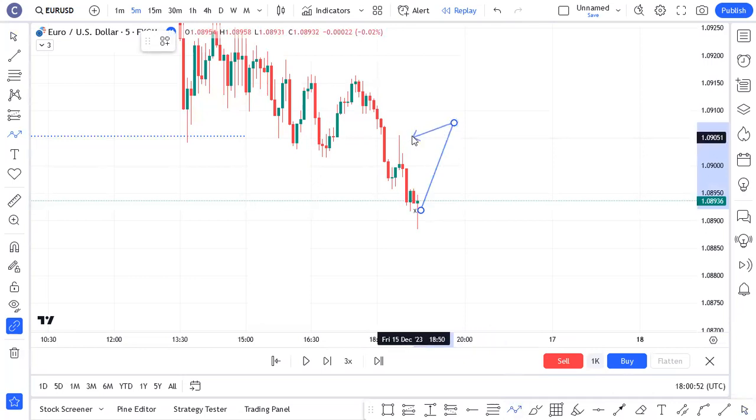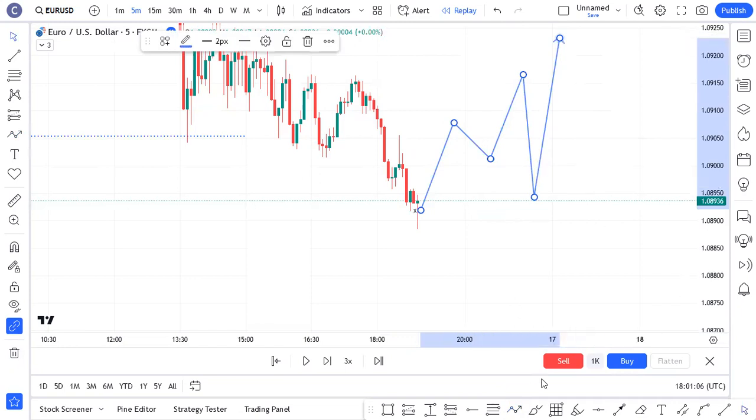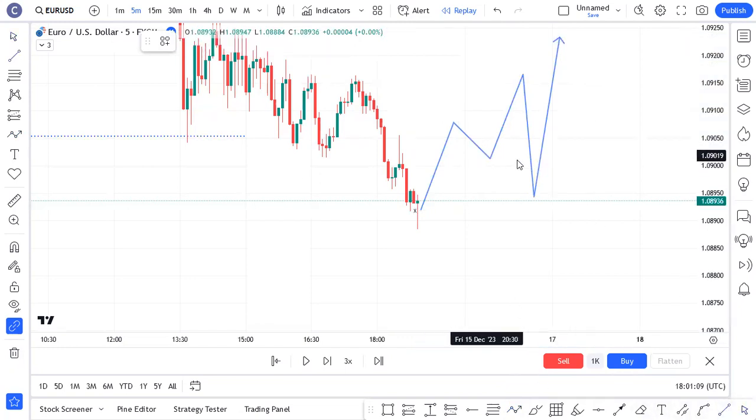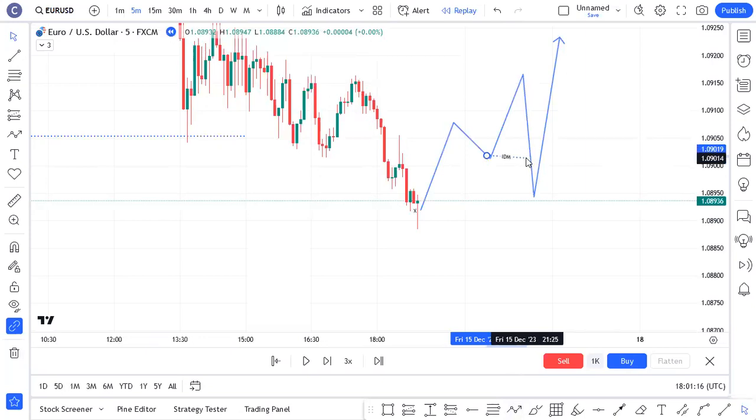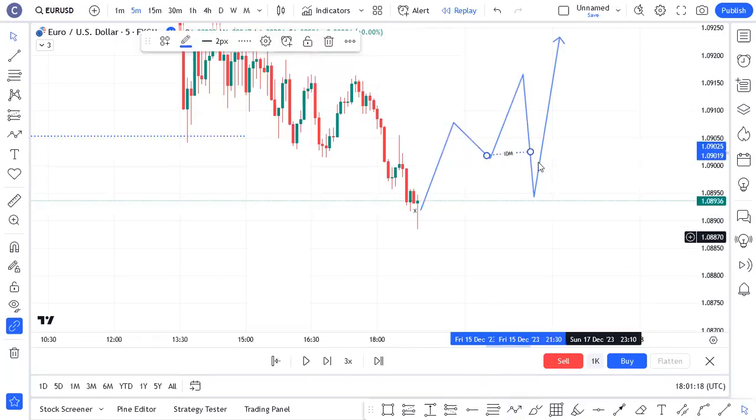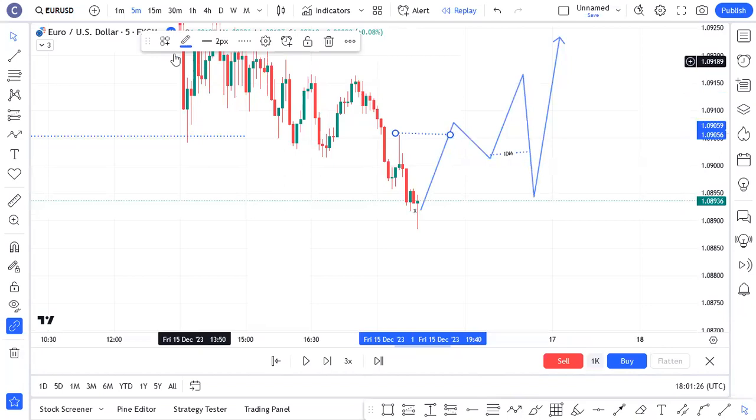Break this structure. This will become a change of character. Then you want it to create an inducement, all right? So people will buy here to be taken out. Then the market has to come down, right, to a point of interest, a supply zone. Then we can push up from the zone. So this one should act as a level of inducement, right? Or if it sweeps this inducement, then we need to sell or to buy on a single candle order block.